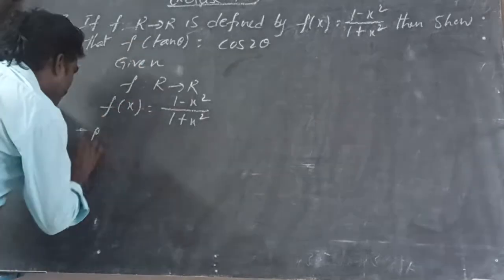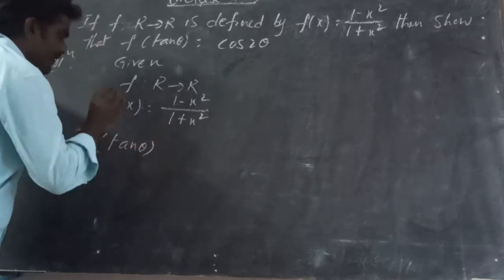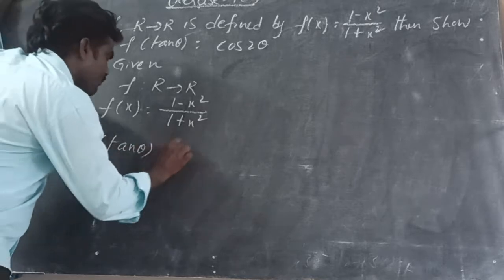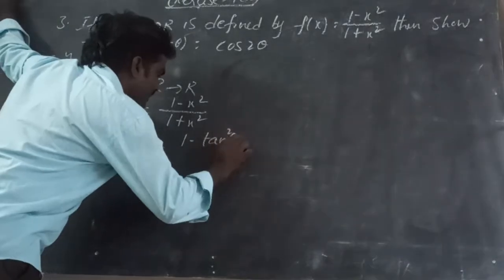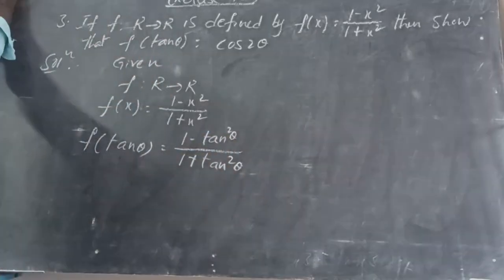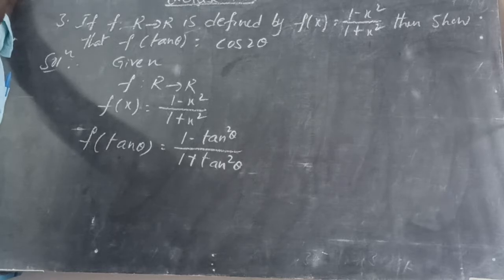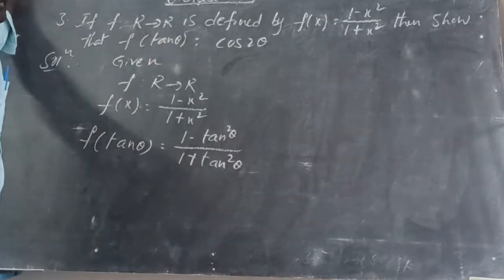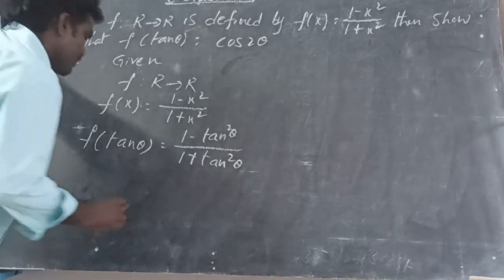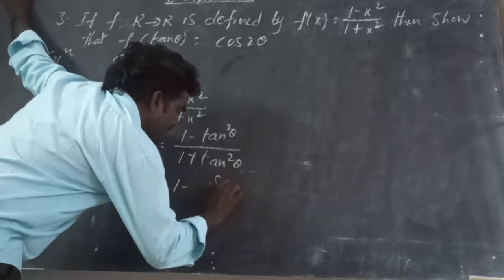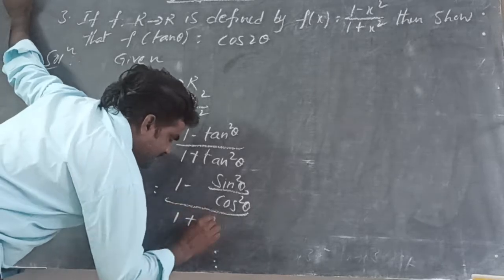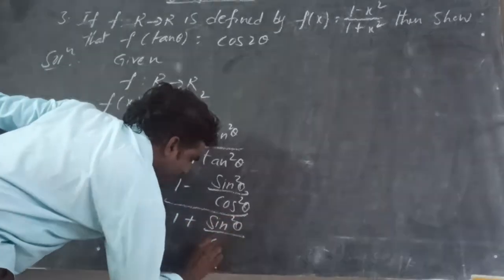Okay, so here f of tan theta. In the place of x you can input tan theta, that is 1 minus tan square theta by 1 plus tan square theta. Tan theta, how can we write it in terms of sin and cos? Sin theta by cos theta. So that is equal to 1 minus sin square theta by cos square theta by 1 plus sin square theta by cos square theta.